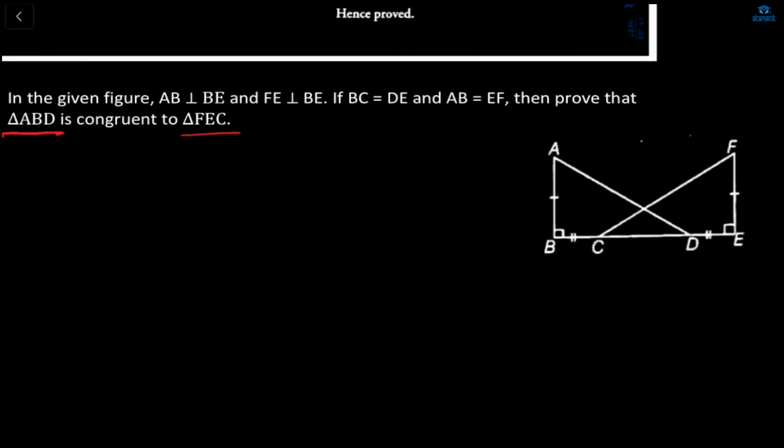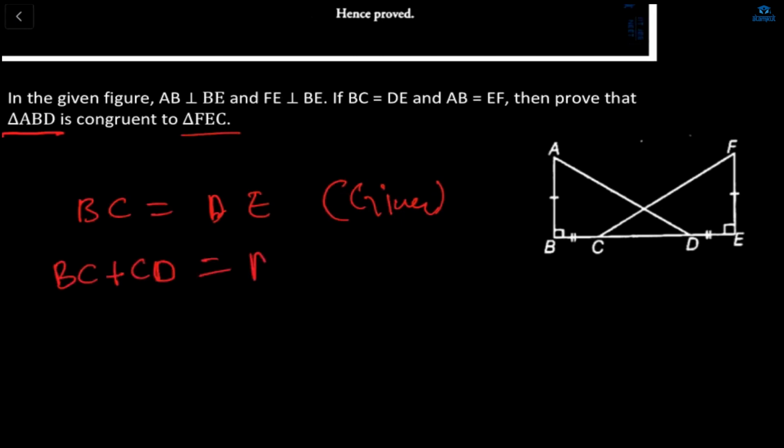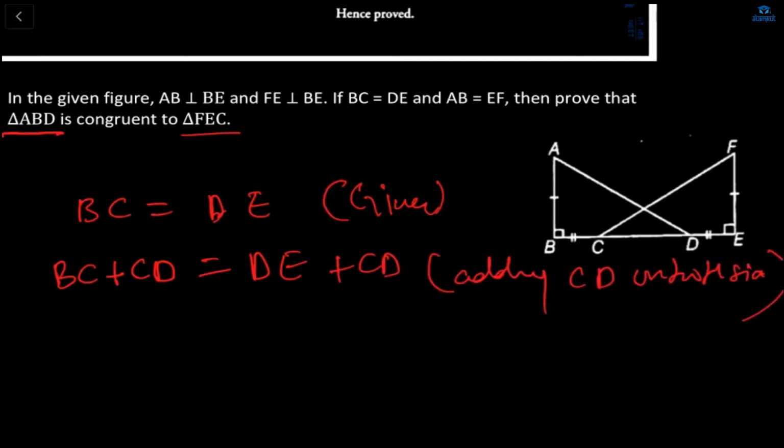Yes, of course. You have to mention that BC is equal to DE. You have to write that as given. Okay. Now adding CD on both sides. I think you remember the axiom that if we add the same thing on both sides, they are also equal. Okay. So if you are adding CD on both sides, what will it be? BD is equal to EC.